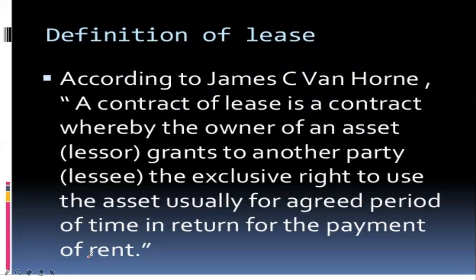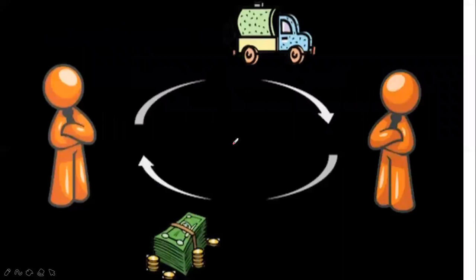So what can be the definition according to James C. Van Horne? A contract of lease is a contract whereby the owner of an asset grants to another party the exclusive right to use the asset, usually for an agreed period of time, in return for the payment of rent. The same meaning as the definition is saying: there are two parties in which one person is giving a right to use an asset, and for that he is demanding rent.